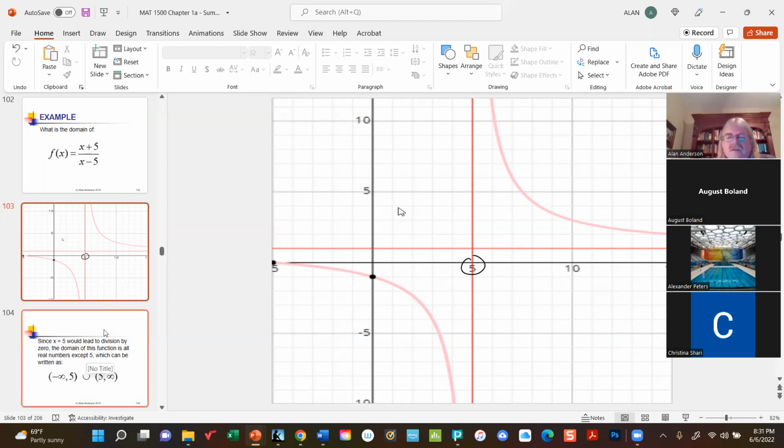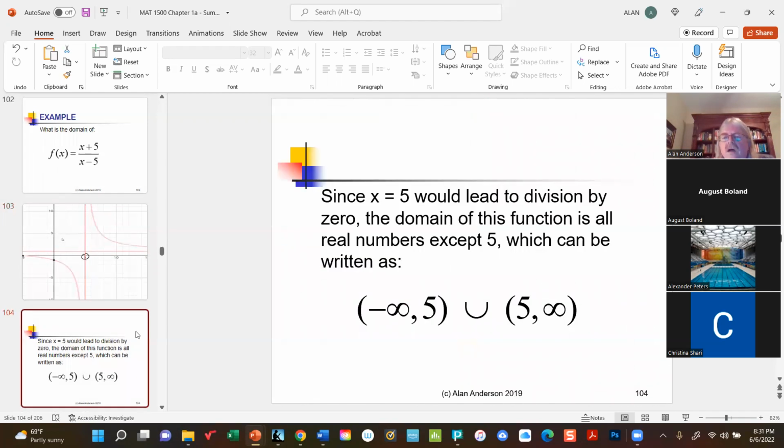So using our interval notation, we'll write it like this, okay? Everything from negative infinity up to 5 and 5 up to infinity, not including 5. In other words, you're essentially saying everything except 5. And that means we're including things like 4.99999 and 5.0001, everything on the real number line except the 5. Again, it's because that would lead to division by zero.